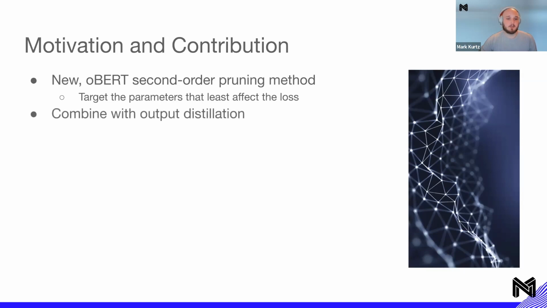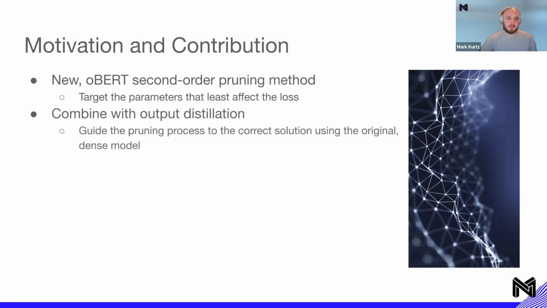Additionally, we combine this with output distillation. And this guides the pruning process to the correct solution using the original dense model, and actually turns out to be very, very important on the NLP side to combine model compression with distillation. We haven't seen it as important on the computer vision side, but on the NLP side, it became necessary to be able to reach high compression ratios.